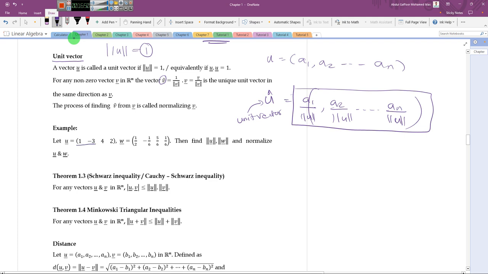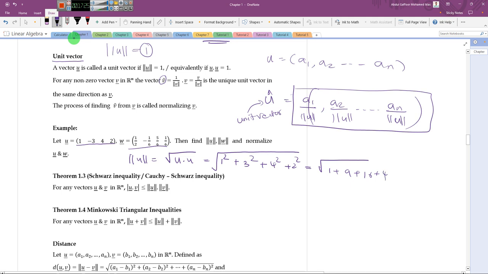Let u be equal to this and w be equal to this. Then find the norm of u, the norm of w, and normalize u and w. First, for u we have to find out the norm of u. The norm of u is equal to the square root of u dot u, which will give me 1 squared plus 3 squared plus 4 squared plus 2 squared under the square root, and this will be the answer. So the square root of 1 plus 9 plus 16 plus 4. So I will use my calculator to find out the value of this.